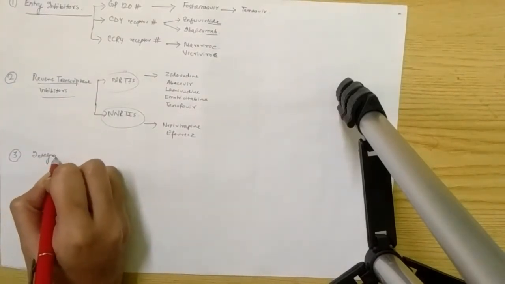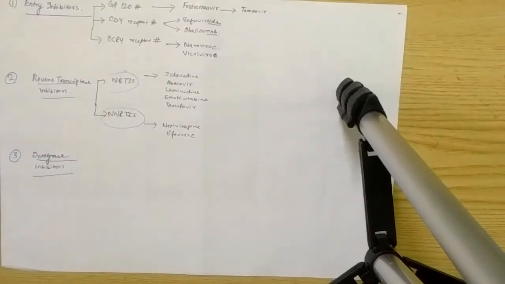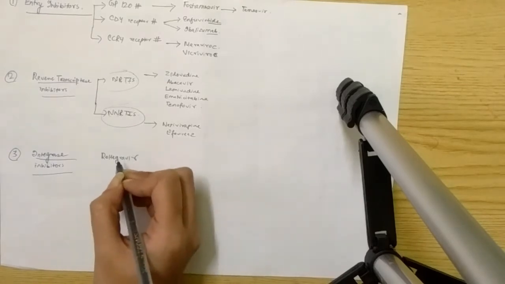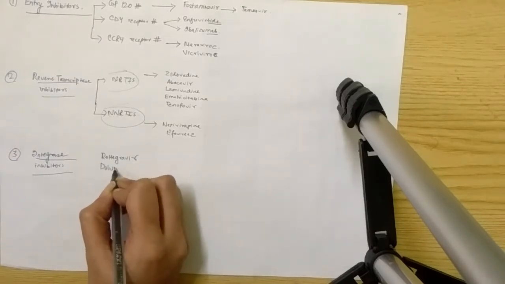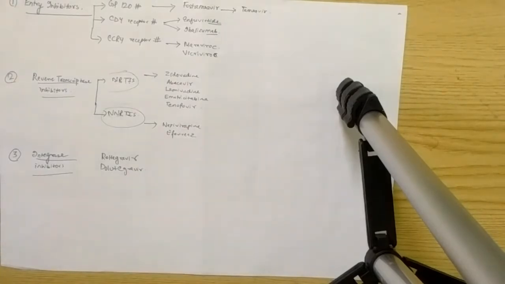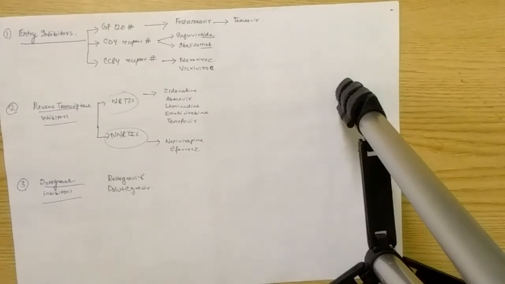Come to class 3, integrase inhibitors: raltegravir and dolutegravir. I know these names are very confusing and you will have trouble remembering them, but stick them on your walls and see them frequently so that you get to remember them. Just remember 2 or 3 from each class, as I've already mentioned.